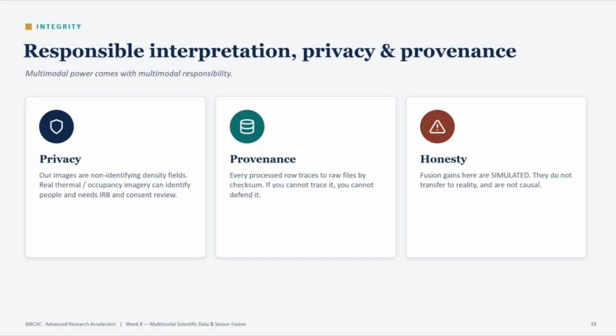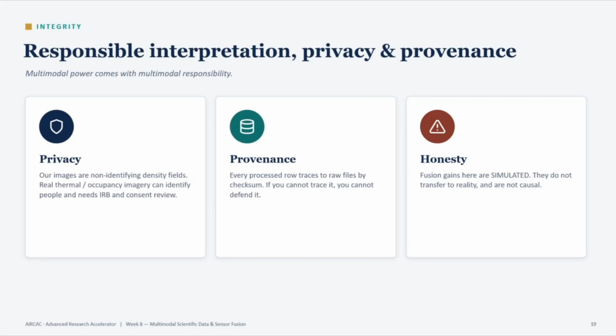Before closing, there are three points I want you to remember. First, privacy. Our thermal maps are synthetic and non-identifying. If you work with real imagery, audio, and human data, privacy concerns, IRB, and institutional requirements become very important. Especially with thermal, even though ours is synthetic, it's a little bit tricky here, because it's not allowed for everybody.